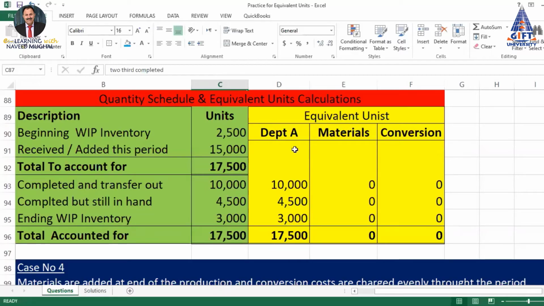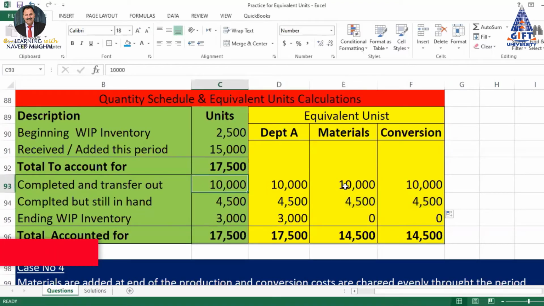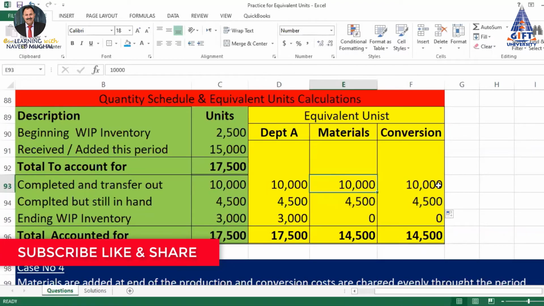So for the calculation of equivalent units for department B, we will be repeating the total figures. And for the materials and conversion, for the completed units, we will be repeating the same figures over here as well. The logic for this is that they are 100% complete, so 10,000 multiplied by 100% is 10,000, that is the complete total of those units.